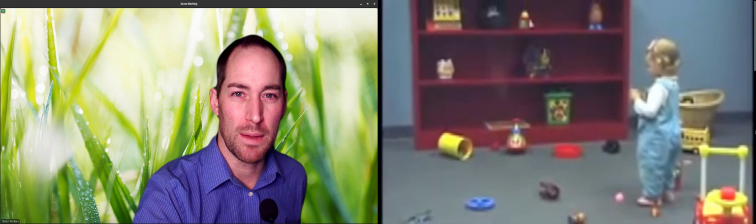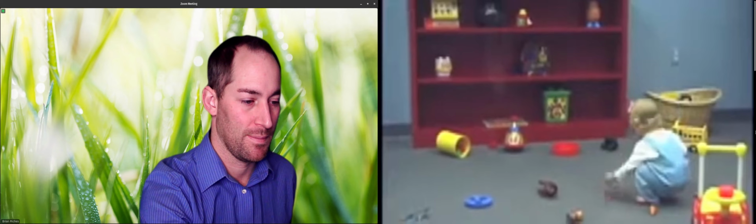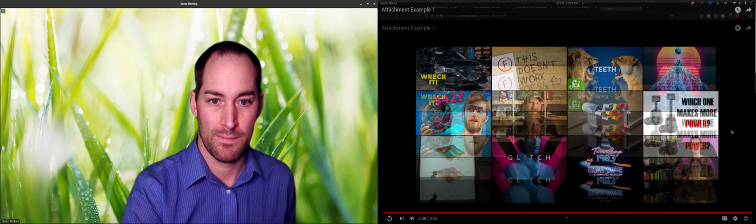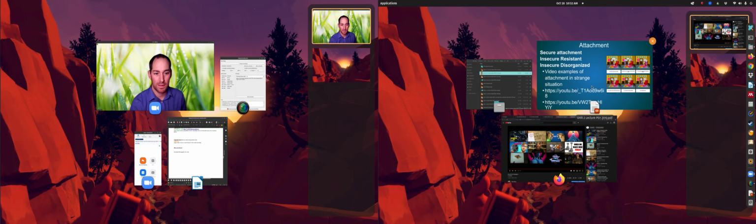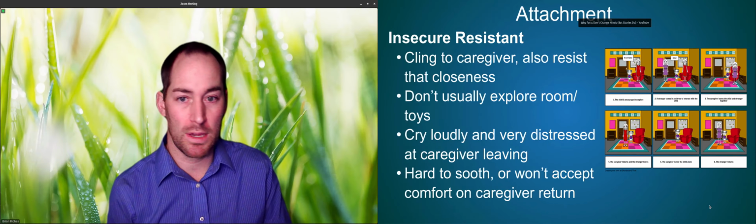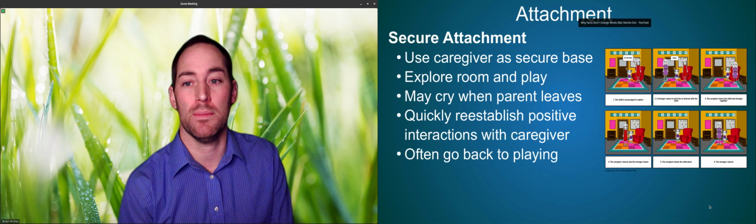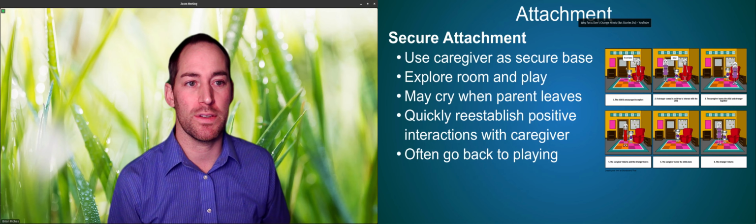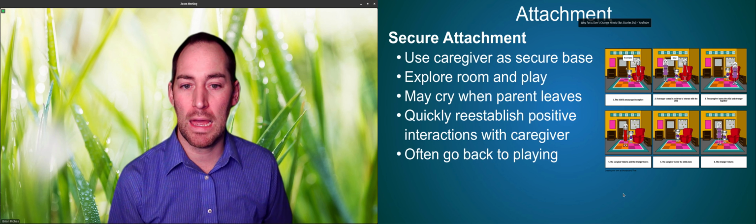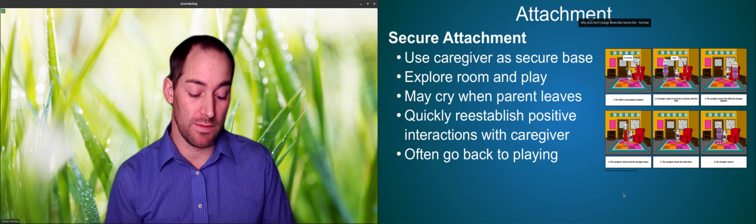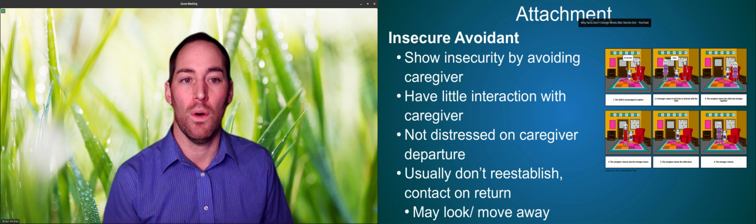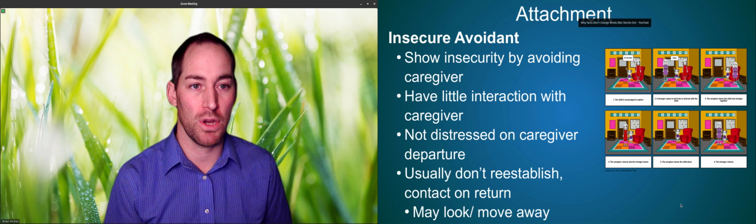So a little time jump there. All right, so with that, we saw the first example. So what do you think? Going back to our coding scheme, does it look like they're using a caregiver as a secure base? Did they get back to playing? Did they cry when the parent leaves? Were they able to reestablish positive contact with the caregiver? Or were they showing insecurities?